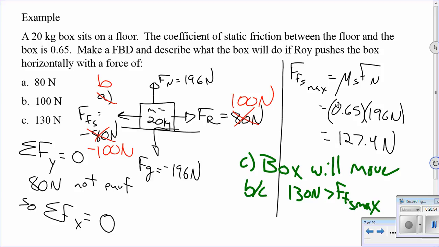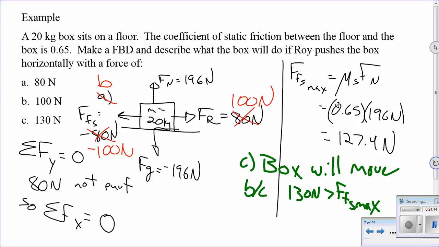So if you were to exert 127.4 newtons, it would not move. But then if you were to exert a little more, it would. So again, remember, you guys, these coefficients of static friction are experimentally determined. So because of that, this number is not exact. It's ish. You know what I mean?